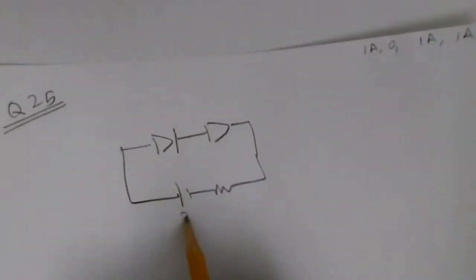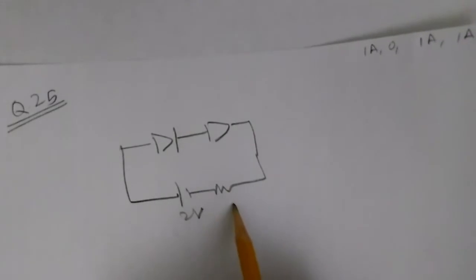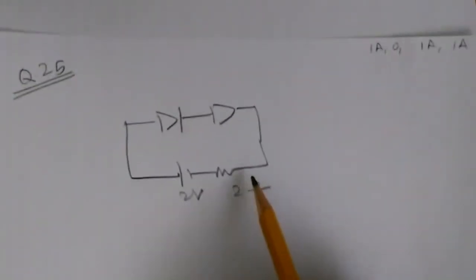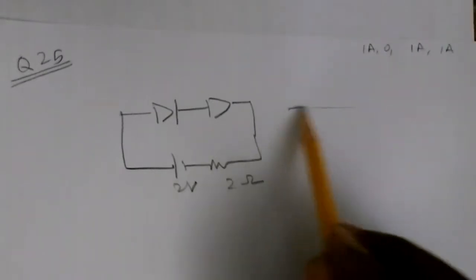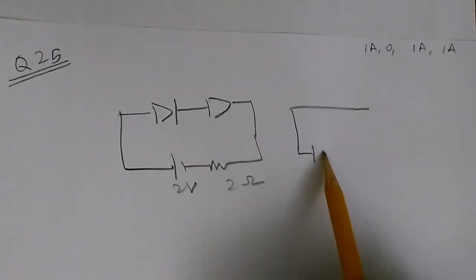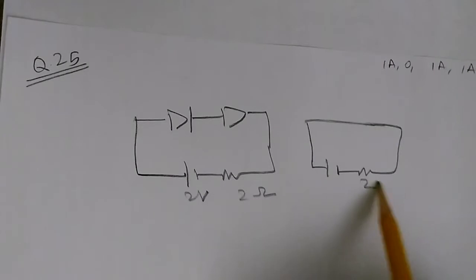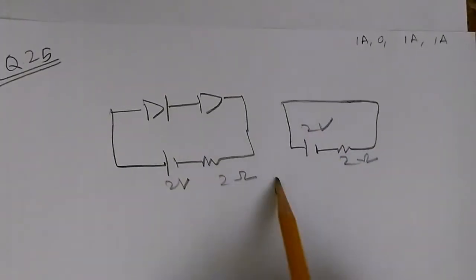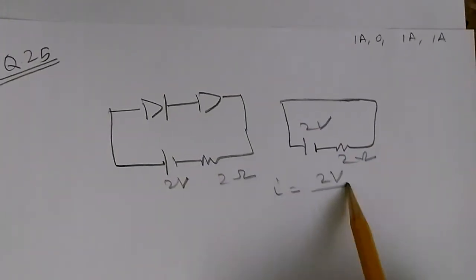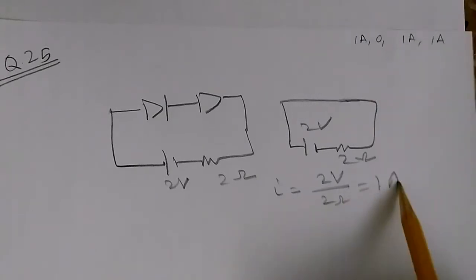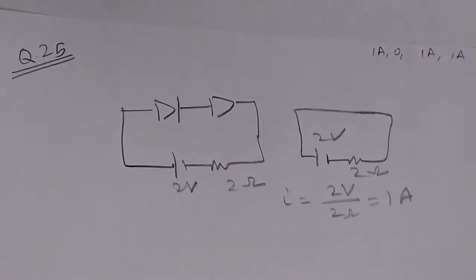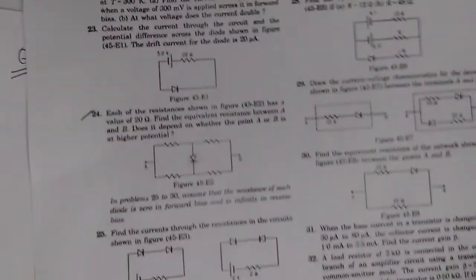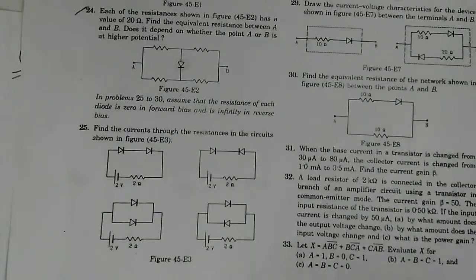Both these two diodes are forward biased, and then we have the battery 2 volt and the resistance is 2 ohm. So these diodes are forward biased, so we can replace them with a simple 0 ohm resistor, with the 2 volt battery and 2 ohm resistor here. And in this case, the current I is equal to V, which is 2 volt, divided by R, 2 ohm, or 1 ampere. Now in the second one, we'll do it quickly because these are simpler problems.